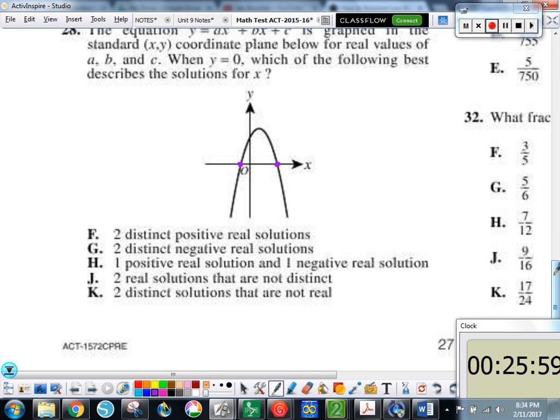I'm not entirely sure what distinct means, so throwing that word out the window, two distinct positive, we know they're real because they cross, right? If it was imaginary, it wouldn't cross, so we're going to ignore the word real. Two positive real solutions, well, they're not both positive. Two negative real solutions. Well, they're not both negative. One positive and one negative real solution. I believe that's it. Two distinct solutions that are not real. Well, we know that they're real.